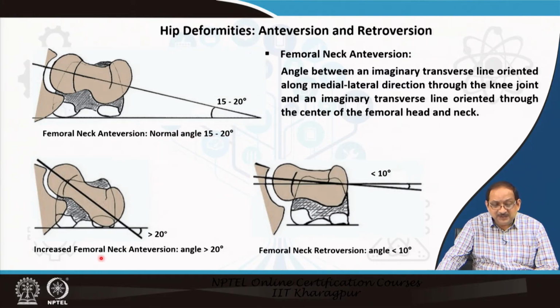For an increased neck anteversion, the angle is greater than 20 degrees, whereas the opposite of anteversion is retroversion, in which the angle is less than 10 degrees. So, you can observe the deformities very clearly with regard to the normal situation.